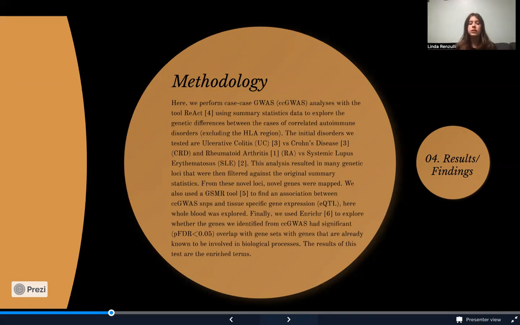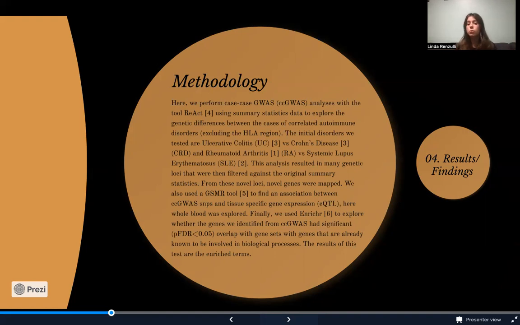This analysis resulted in many genetic loci that were then filtered against their original summary statistics. From these novel loci, novel genes were mapped. We also used the GSMR tool to find an association between our CCGWAS SNPs and tissue-specific gene expression, also known as eQTLs as the technical term. Here, whole blood was the tissue that we explored.